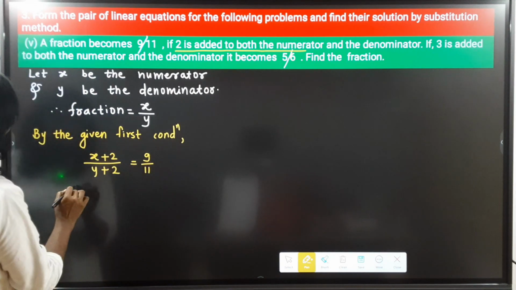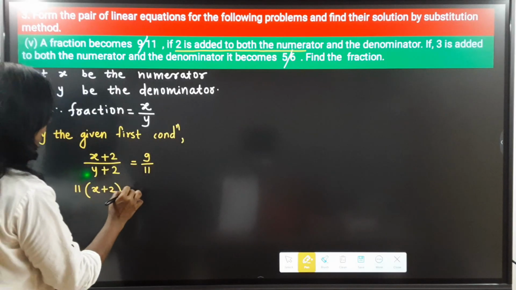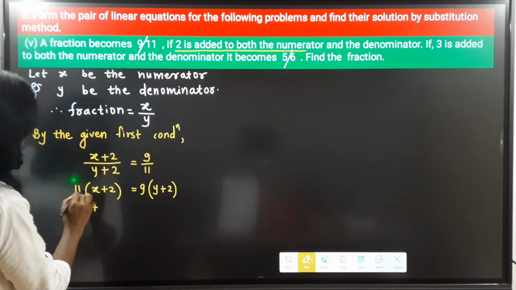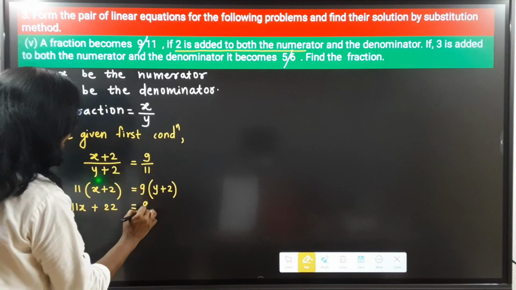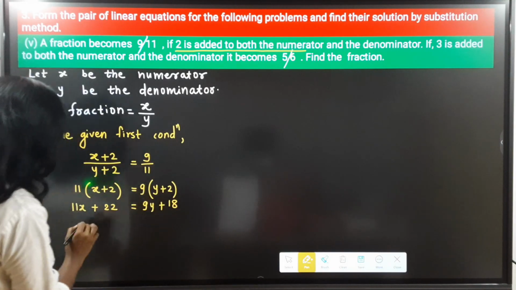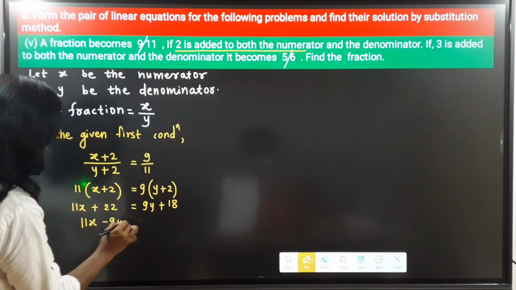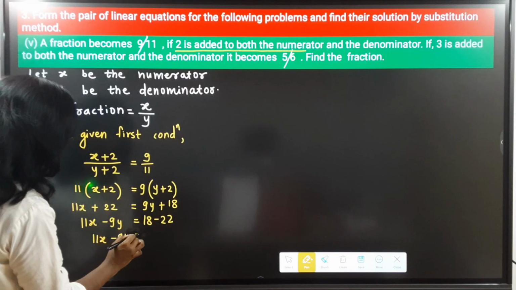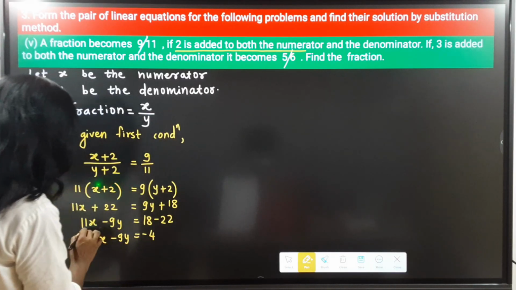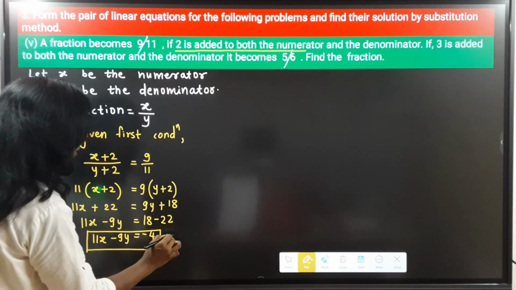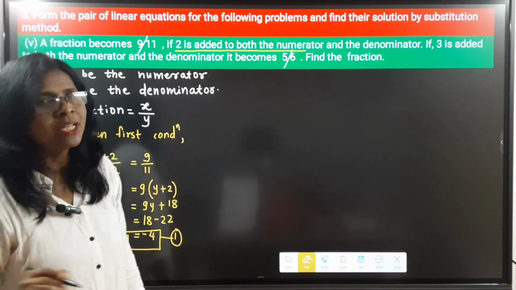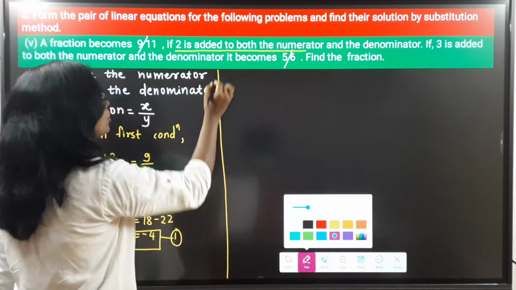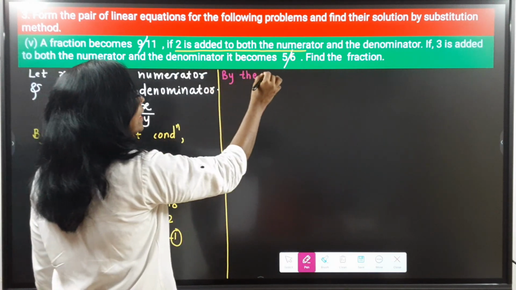Okay. So I cross multiply here. So 11 multiplied by x plus 2 is equal to 9 multiplied by y plus 2. So that means here, students, 11x plus 11 twos are 22 is equal to 9y plus 9 twos are 18. Therefore, students, 11x minus 9y is equal to 18 minus 22. So 11x minus 9y is equal to minus 4. So this is our first equation. We call this the first equation. Okay, students. Then by the next condition, the second condition, we say that by the second condition.